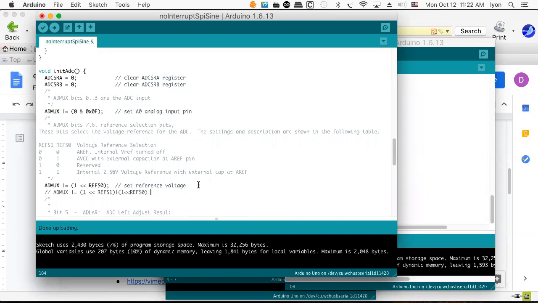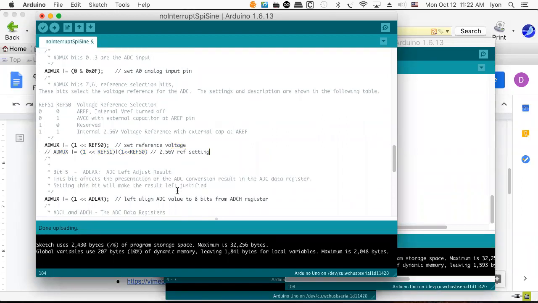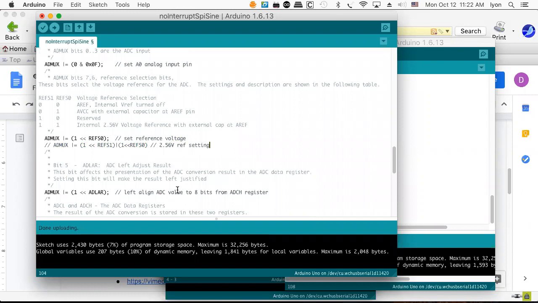And that would be the 2.56 volt reference setting instead of the 5 volt reference setting. I mean, if you had a guitar going in and you know it was going to be like 1 volt peak to peak, this might be a little bit more appropriate than the other one. So you kind of have to figure out which you're doing.